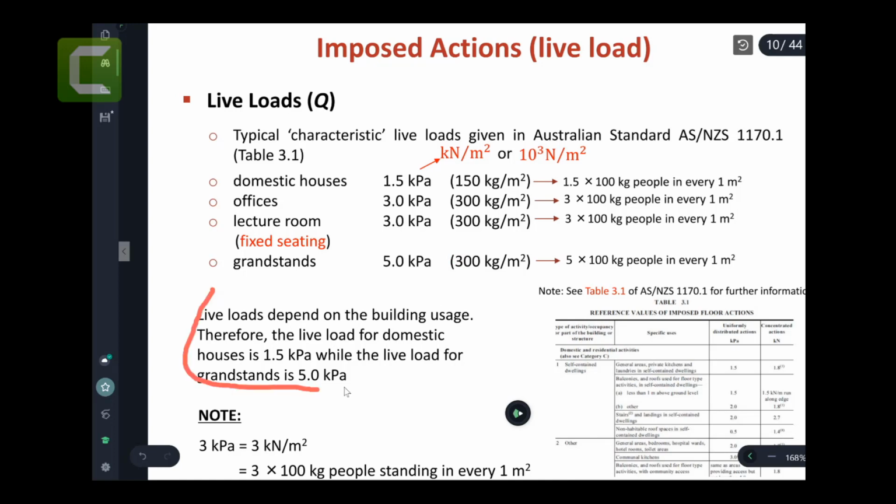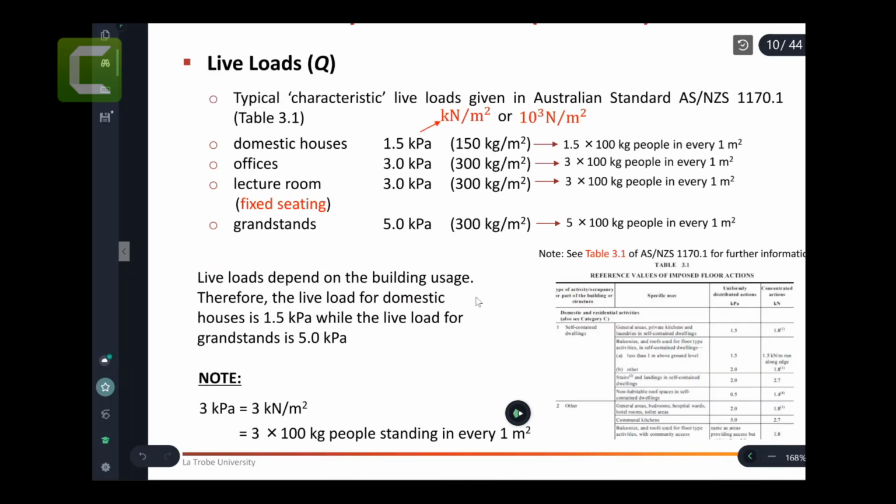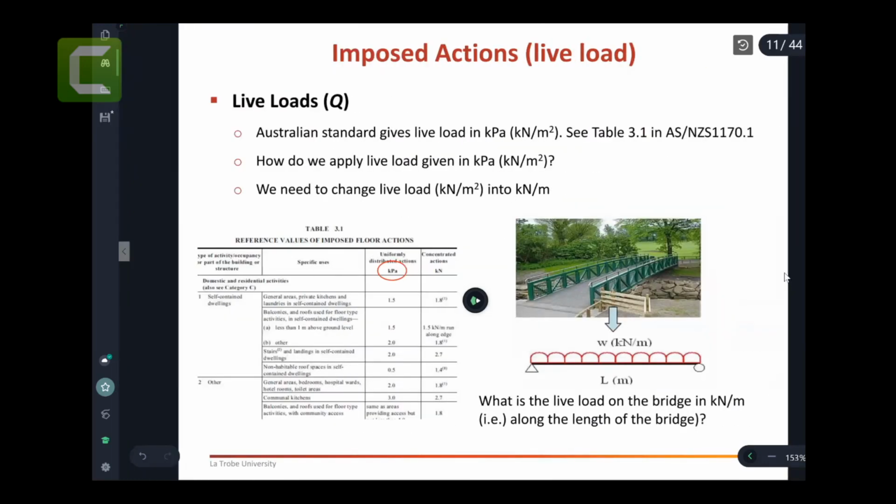Yeah, as I've already discussed, this depends on the usage, and it's up to the standards to tell us what load we should consider for a particular building. So just let you imagine also these 3 kPa, it represents 3 kilonewtons per meter square. So it's about 3 people of 100 kilograms each standing in 1 square meter. So 3 people standing next to each other, and this just comes from standards and is well adopted in the design industry.